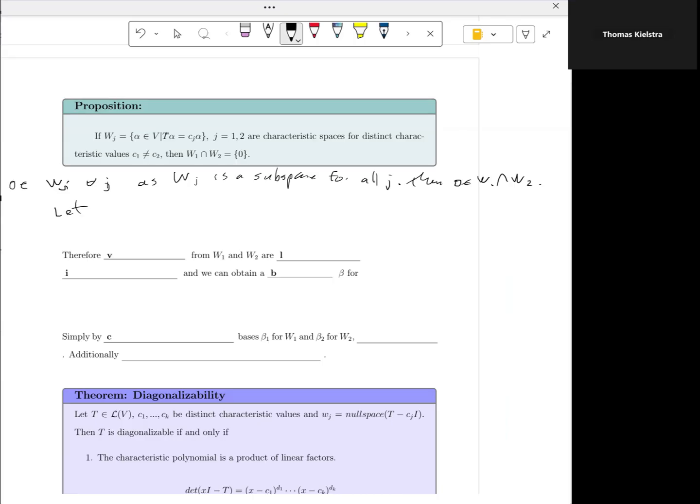Well, if we let x be in W1 intersect W2, then T of x equals C1x, which equals C2x. This implies that (C1 minus C2)x equals 0. As C1 minus C2 does not equal 0, this implies that x equals 0. What does this mean? If I have two subspaces whose intersection is the 0 vector, the vectors from W1 and W2 are linearly independent.